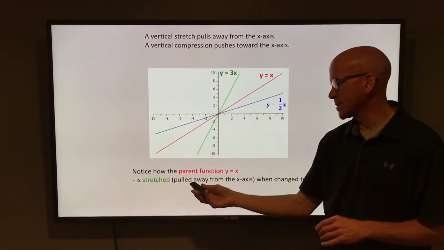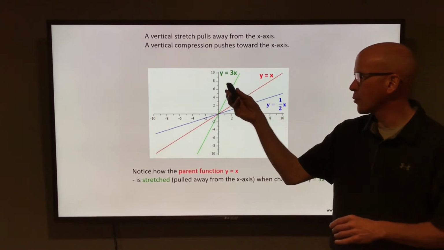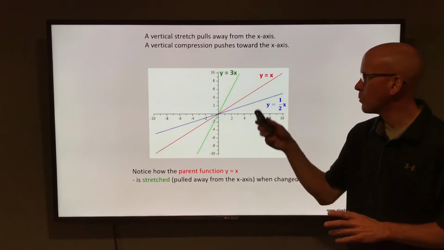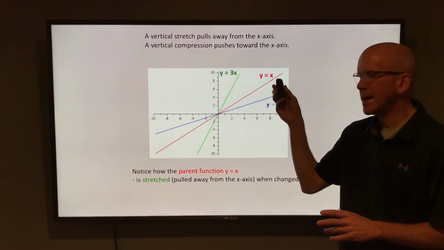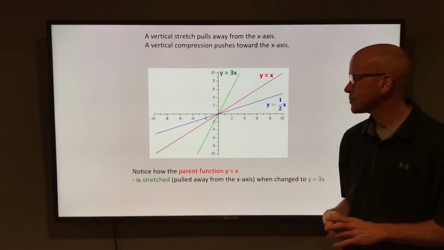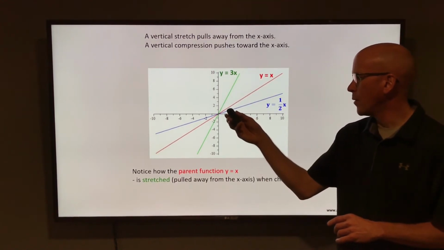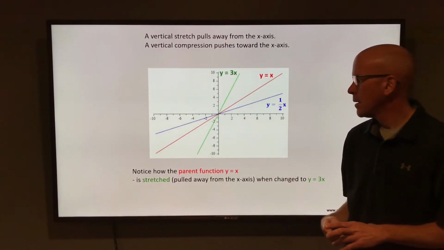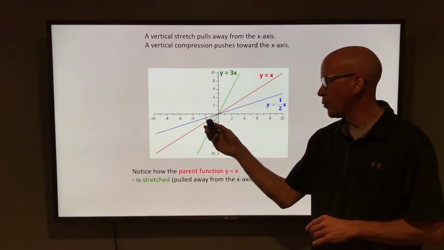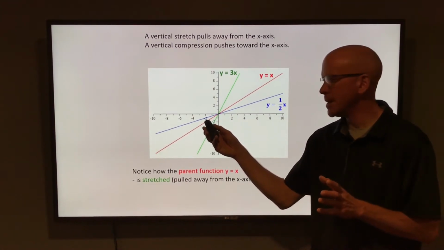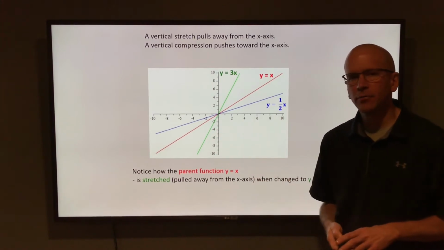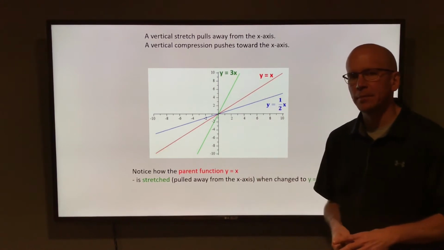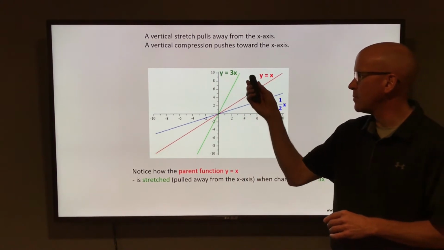Notice how the parent function y equals x is stretched, so from red to green. This graph is stretched away from the x-axis because we're multiplying the y value, the whole right side, by 3. So what was (1, 1) now becomes (1, 3). And what was (-1, -1), multiply the y value by 3, now becomes (-1, -3). So that red to green, you can see it's stretched away from the x-axis because you're multiplying the y value by a number that's greater than 1.